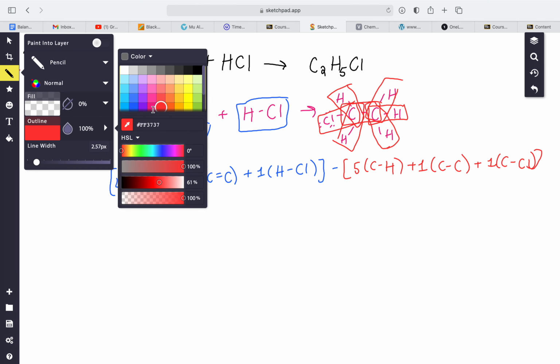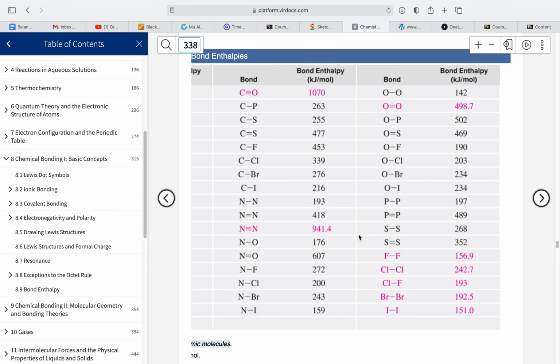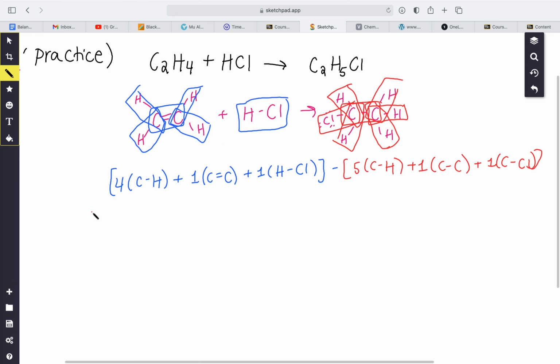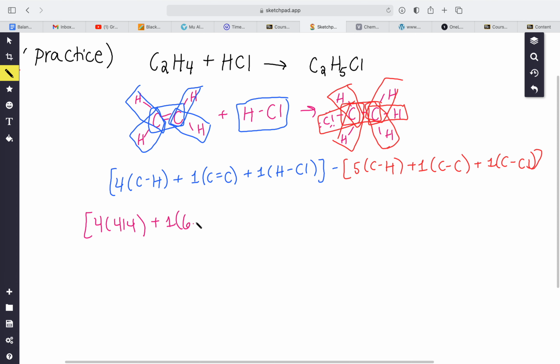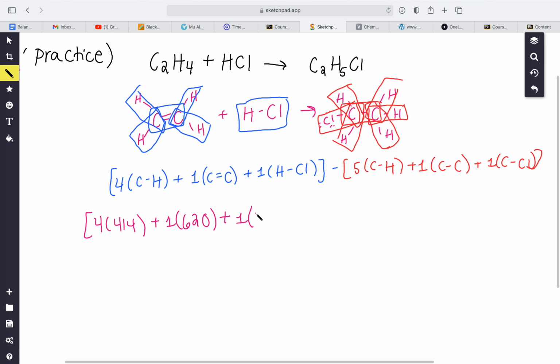All right, so let's do this one. We're looking at the carbon-hydrogen. The hardest part when you're given a chart is just finding where they're going to be. So carbon-hydrogen is 414. So we're going to have 414 plus 1 carbon double bond, 620, plus 1 hydrogen chlorine, 431.9.